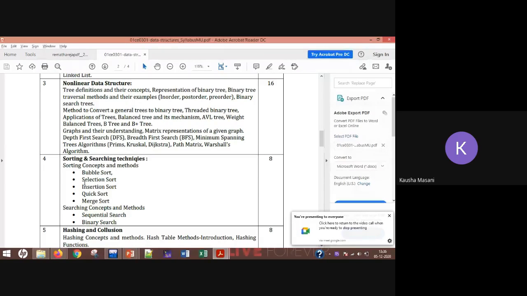We can have a look at selection and insertion, the logics. Okay, इतना खत्म हो जाएगा.